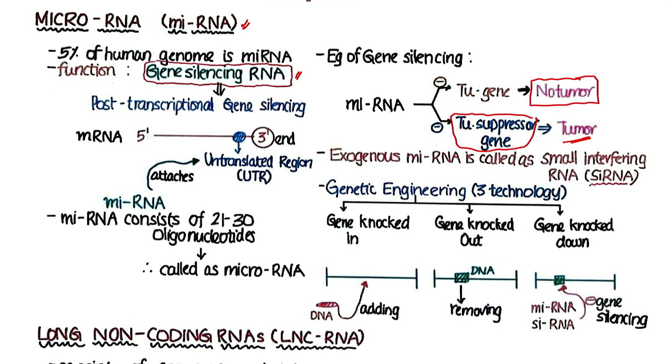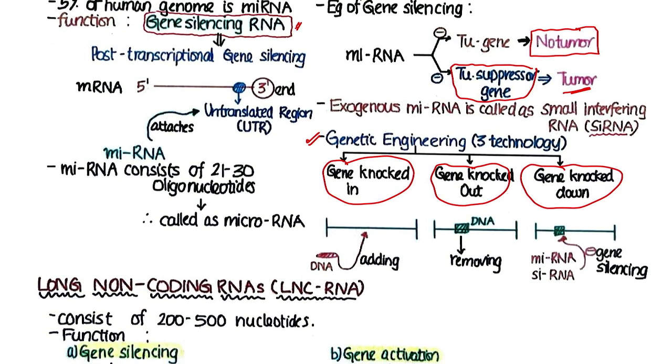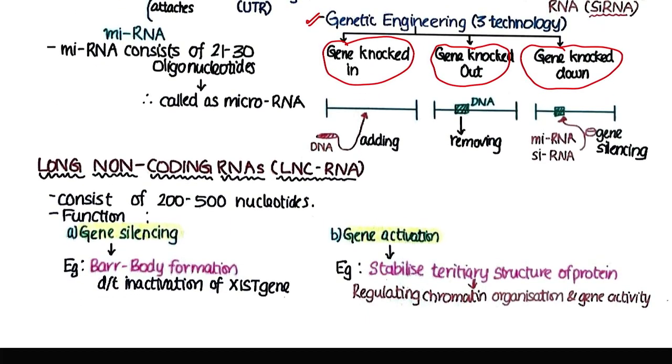So a gene can be knocked in, right? A gene can be knocked out and a gene can be knocked down with the help of genetic engineering, which uses miRNA or microRNA. Now the second type of non-coding RNA is lncRNA, long non-coding RNA. Its size is 200 to 500 nucleotides. Its function is gene silencing or gene activation.